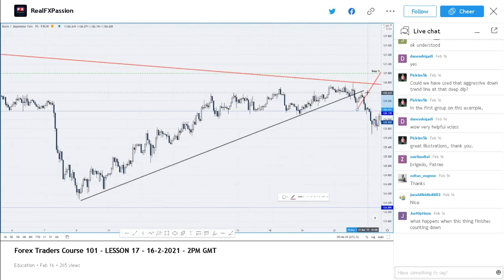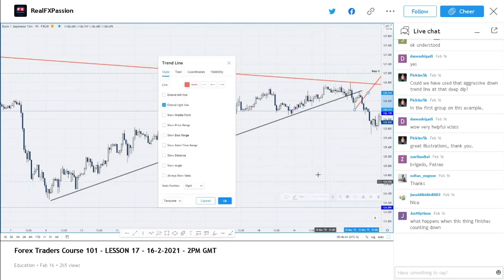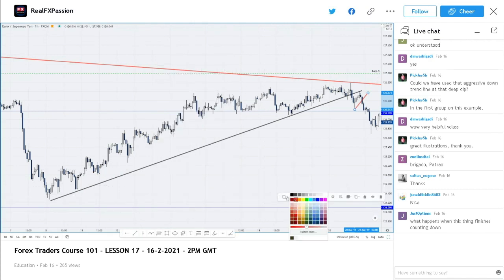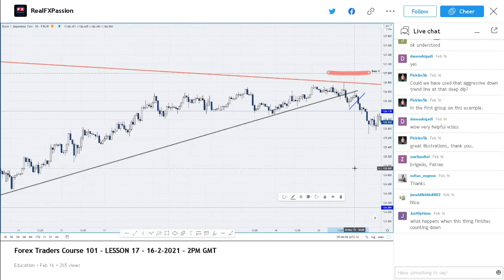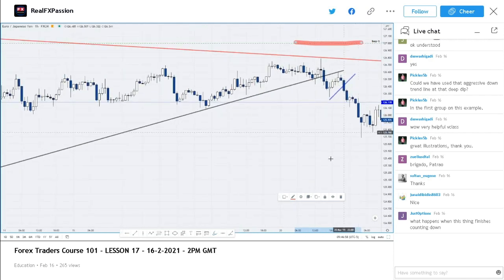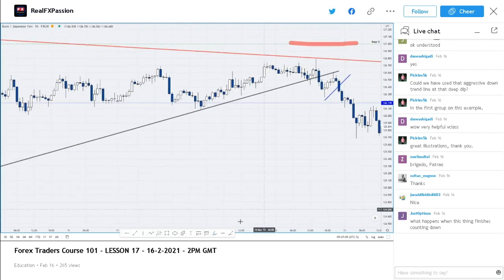Counter trend line. Now I need to do it one more time. Okay, and let's make it what? Blue color. Okay, counter trend line break. Stop loss where? Above the downtrend line, right? And 1, 2, 3, another counter trend line break here, right?